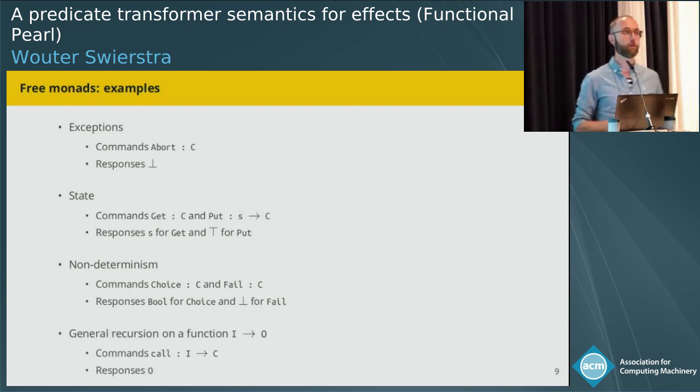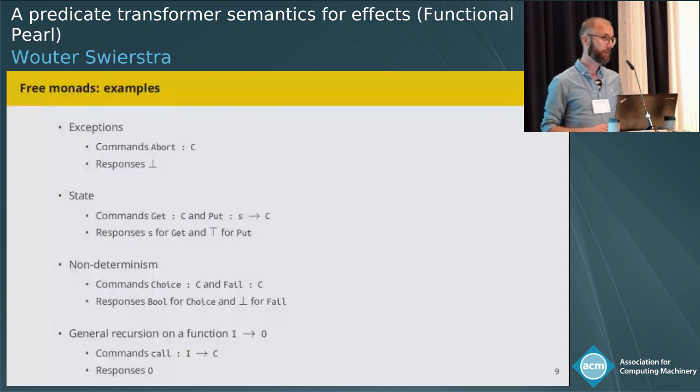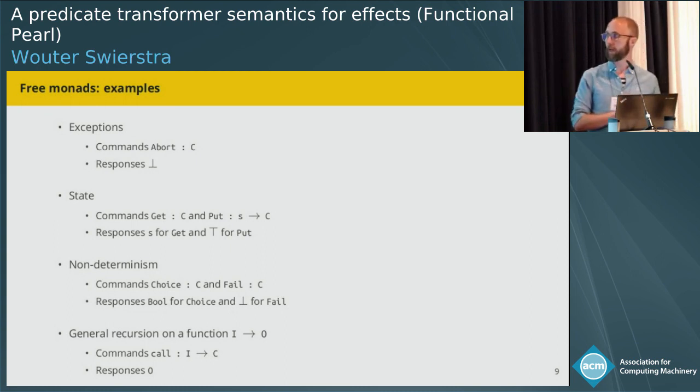Or you can even model general recursion. Here we're taking a page from Conor McBride's work on Turing completeness totally free, where if we want to have a call to a generally recursive function of type I to O, our commands are just a single operation, which we call call, where we provide the input, and then the response describes how to continue after receiving a result. But I won't say much about general recursion today.